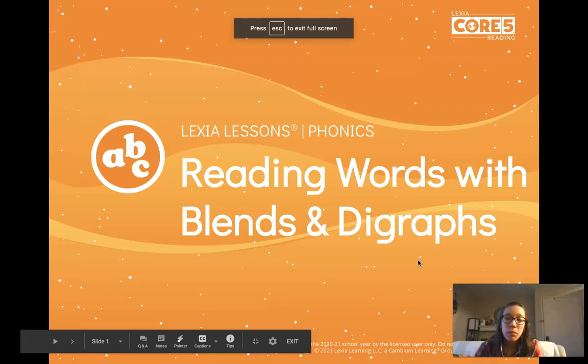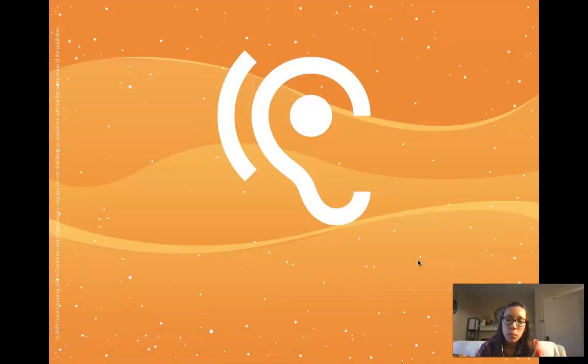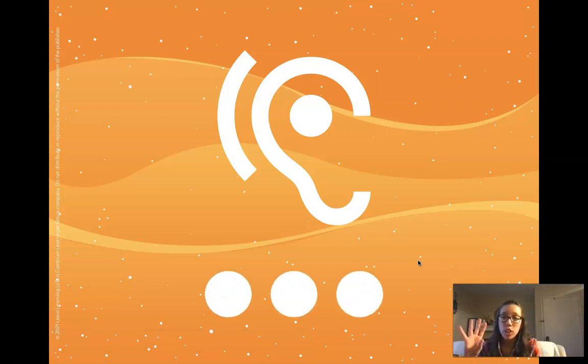So like I said, we're going to be reading words with blends and digraphs today. Now some words, friends, have three sounds. Words like chip, ch, i, p, chip. I hear three sounds in that word. Another example of a word with three sounds would be shop, sh, o, p.